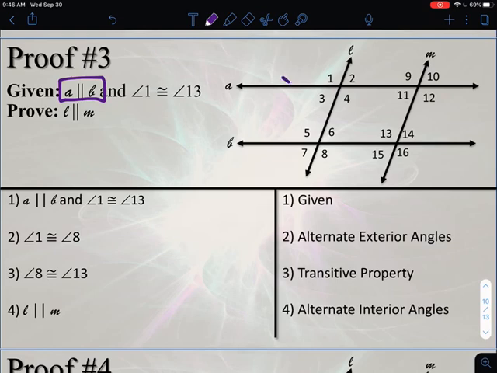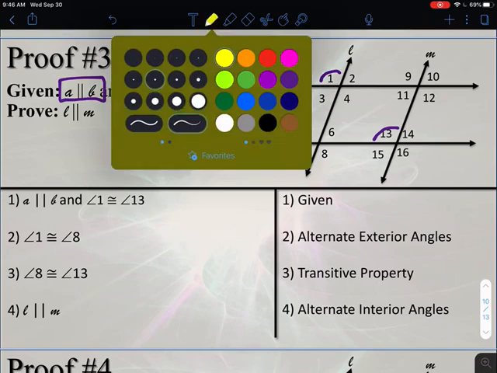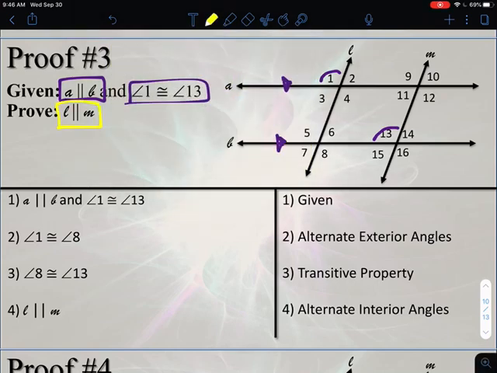Now, if we look at this next proof, this one's a little bit different, because in this particular instance, they're telling us A is parallel to B, so this line is parallel to this line. And then they're telling us angle 1 is congruent to angle 13. So that's what this piece is. Angle 1 is congruent to angle 13. What they want us to show, and I'm going to put it in yellow again, is that L is parallel to M. So I want to show that this line is parallel to this line. The yellow is something we don't have yet.